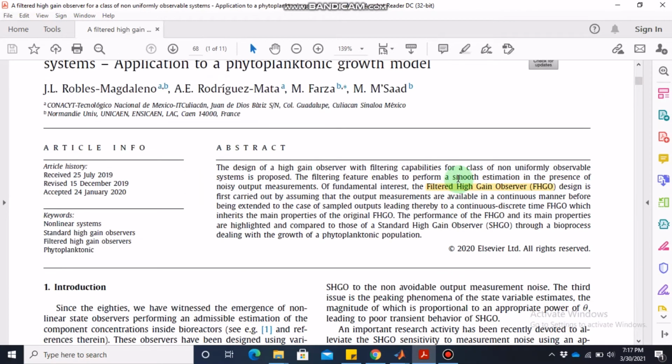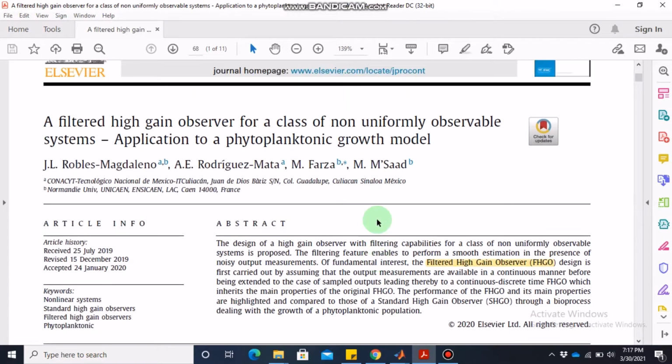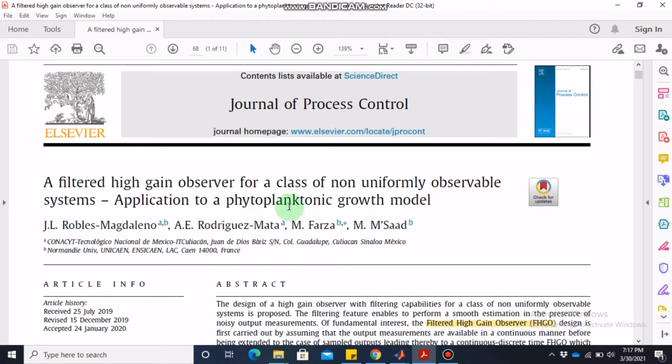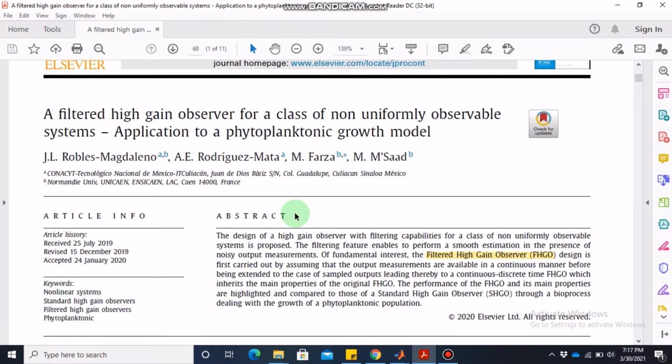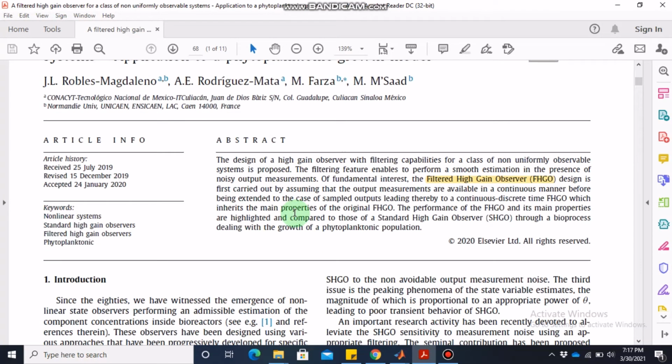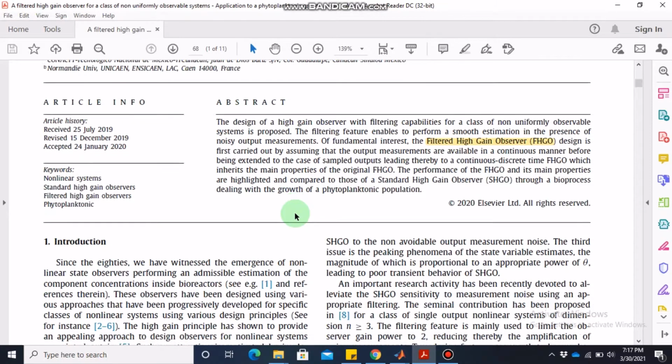Rather, we are going to look at how to implement or simulate the observer proposed in the paper using MATLAB, so that those who want to do research on this topic can start from simulating this observer in MATLAB, and then they can play around and do more research and analysis on that.